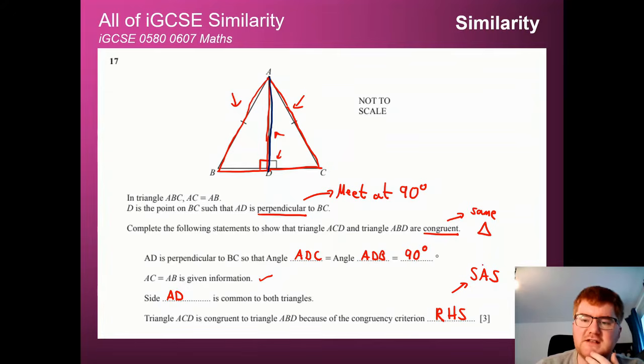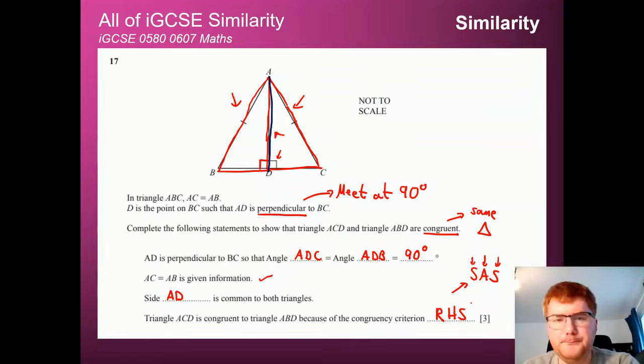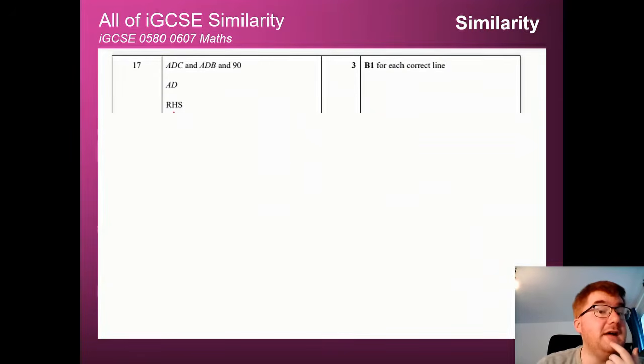Notice right angle is this one, hypotenuse is this side, and then this side here as well. So I think the mark scheme will want RHS here, but notice that SAS is basically the same thing. And interestingly, they do actually just accept RHS rather than SAS. I would certainly dispute that. I think you should be able to accept both personally.